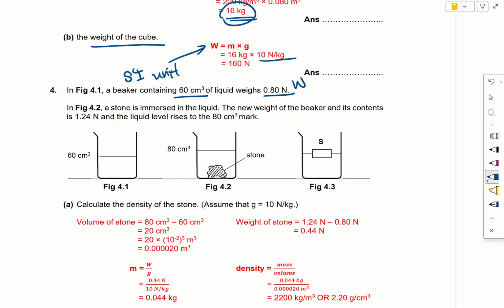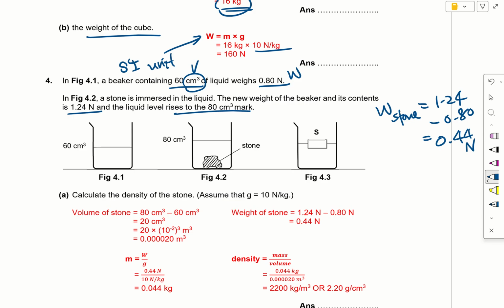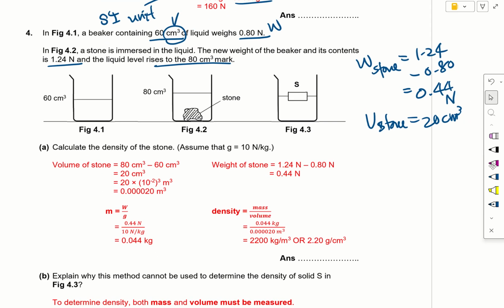So this is the weight or the force, and this is the volume. Take note that it is in cm cube. Now, a stone is immersed in the liquid. The new weight of the beaker and its content is 1.24. That means the weight of the stone equals 1.24 minus 0.80, so equals 0.44 Newton. The liquid level rises to the 80 cm cube mark. That means the volume of the stone equals 20 cm cube. They want us to calculate the density of the stone.